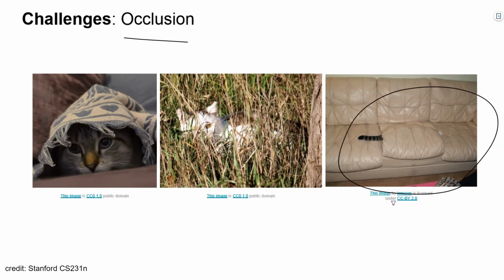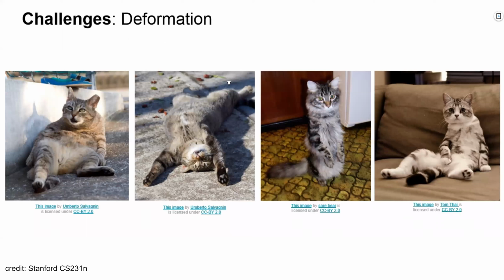Especially this last picture is very hard to recognize, whether this one is a cat or a baby tiger. It's quite hard to recognize. Another thing is deformation. Cats show very different poses, and computers have to deal with all these poses without difficulty.